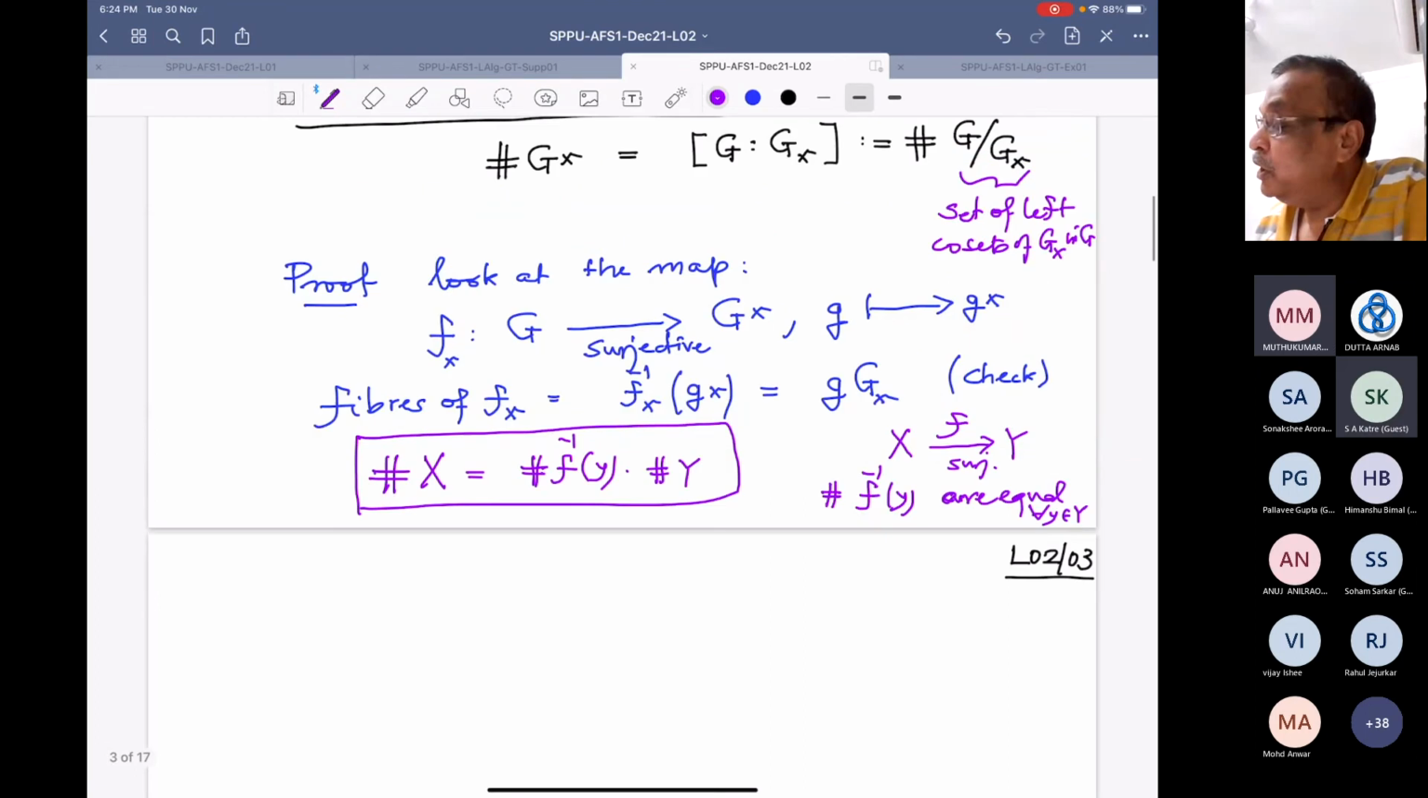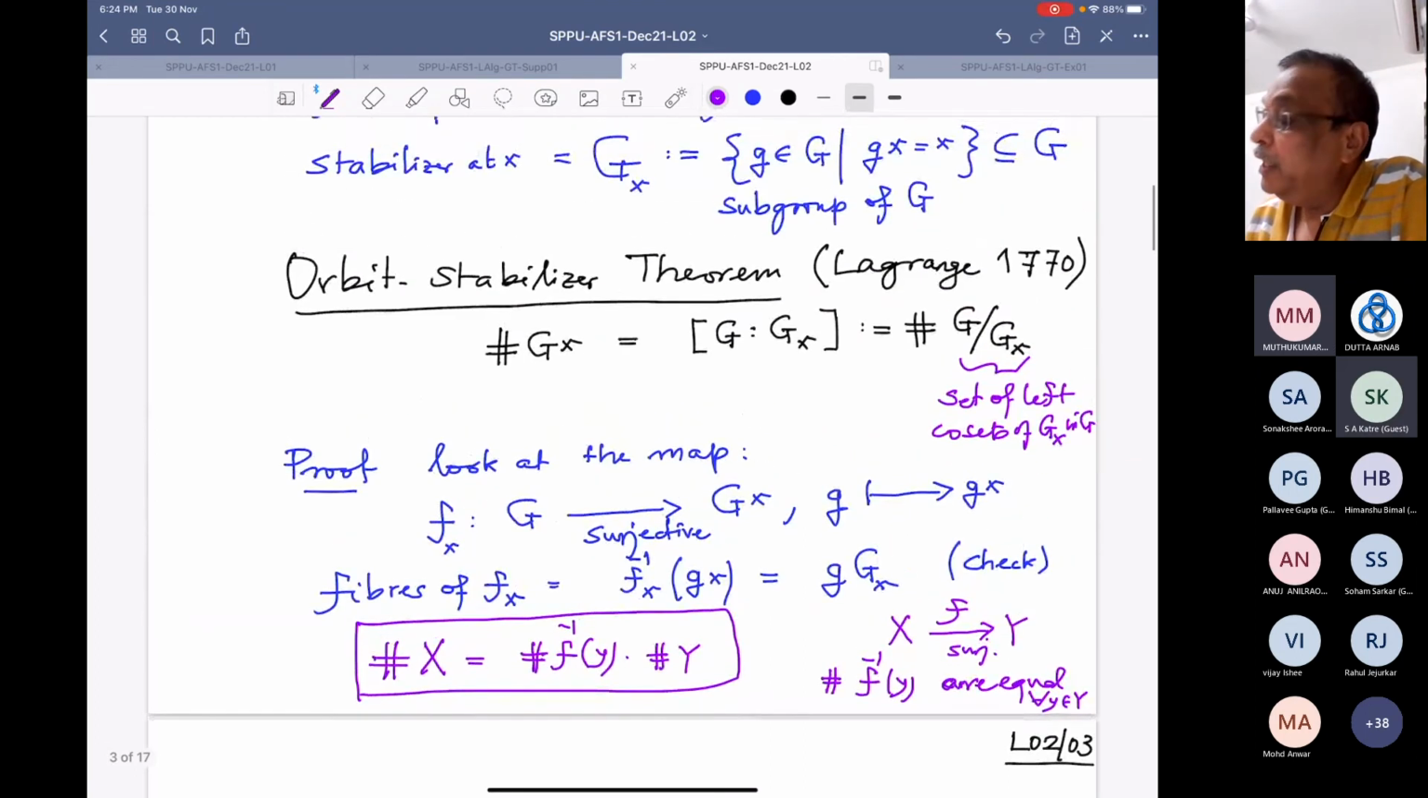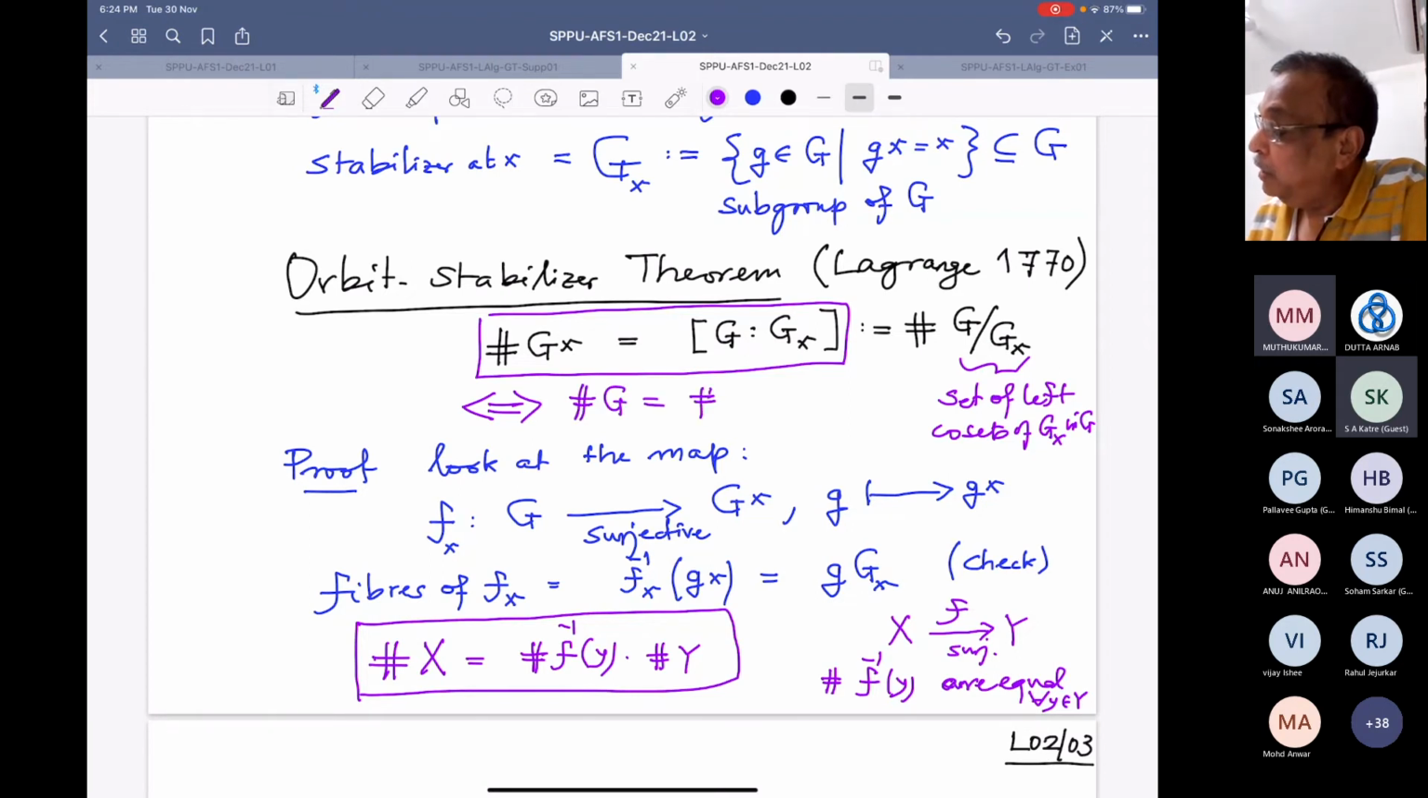But this equation I want to also write in another way. I want to rewrite it. This one is equivalent to the cardinality of G equal to the cardinality of the orbit times the cardinality of the stabilizer.